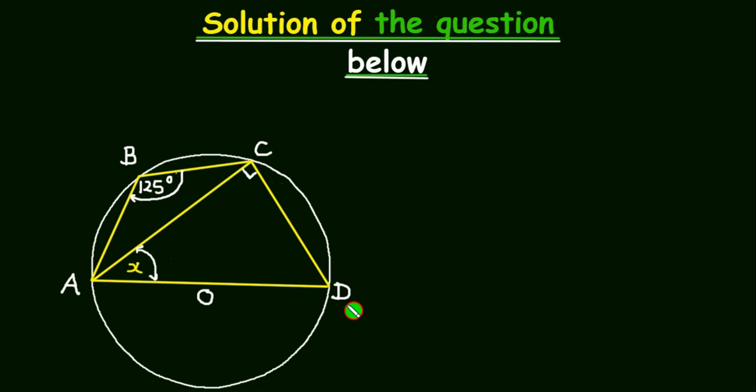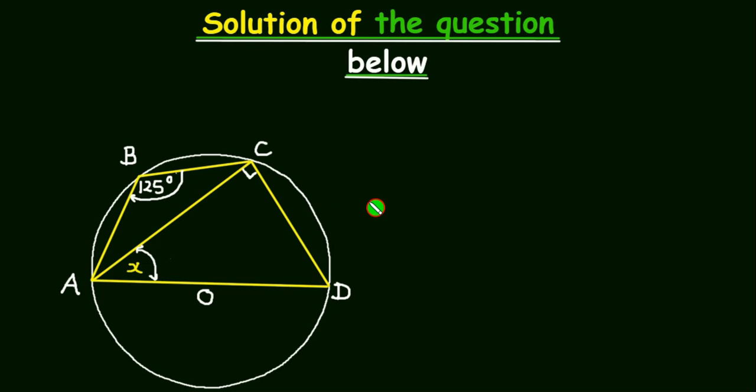And let us also point out some important things. We have a diameter AOD, and if we consider this triangle ACD, we will use a property later on in the video. So we are asked to find the magnitude of this angle X. So the first thing we need to know is a particular property of a cyclic quadrilateral that says opposite angles of a cyclic quadrilateral are supplementary. It means that they add up to 180 degrees.